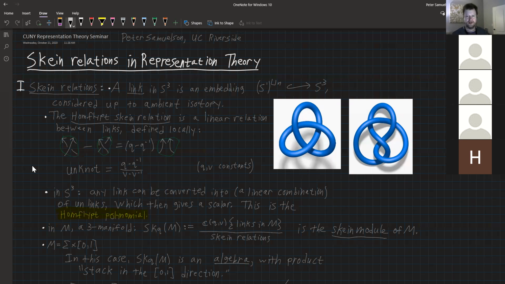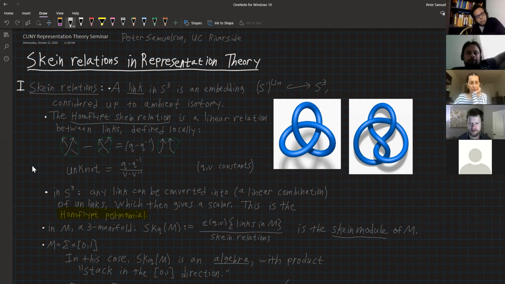Right. So Skein relations originally came up in knot theory, and they're a way of sort of combinatorially describing invariants of knots. And this was about 1990 when this came up. And today I wanted to talk about some ways of interpreting these Skein relations using representation theory. So first I should tell you what they are.